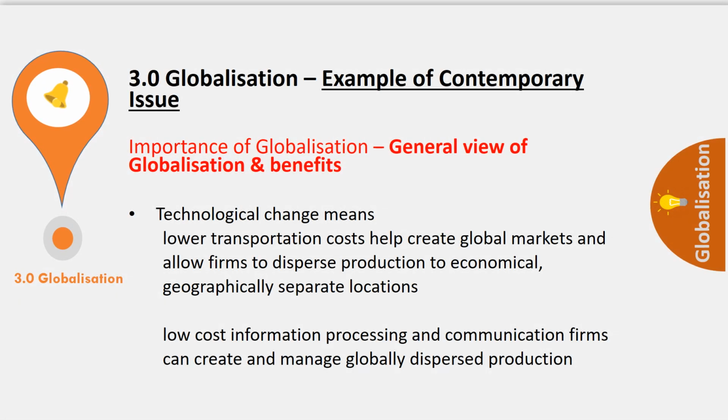The examples, and we take globalization as one of the examples of contemporary issues. Now we're going to focus on 2 from those 4. And so we want to give a general overview firstly. So technological change means lower transportation costs, which help to create global markets and allow firms to disperse production to economical, geographically separate locations. Low cost of information processing and communication lets firms create and manage globally dispersed production.